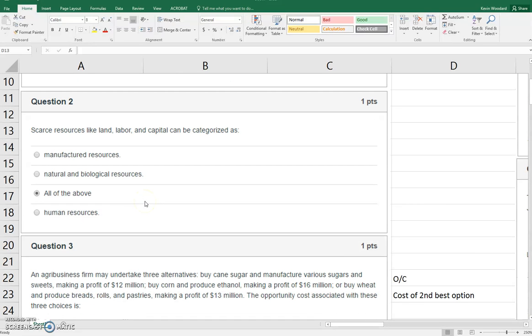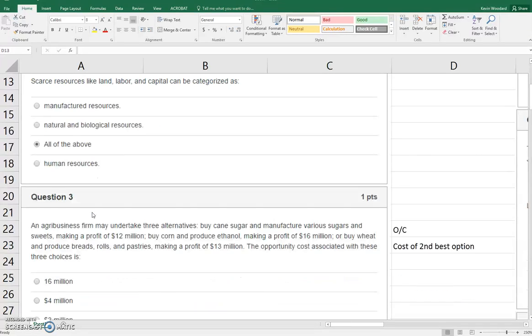Number 2 is asking about resources, and in this case, scarce resources. All of those are to be considered scarce resources. So manufactured resources, the natural and biological, obviously, and then humans are a limited resource as well.